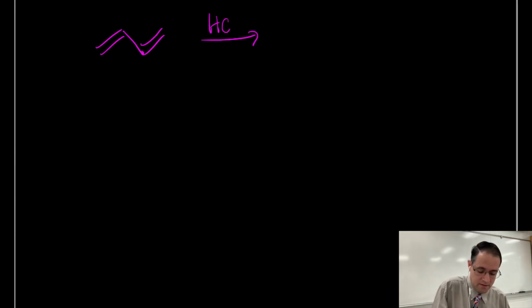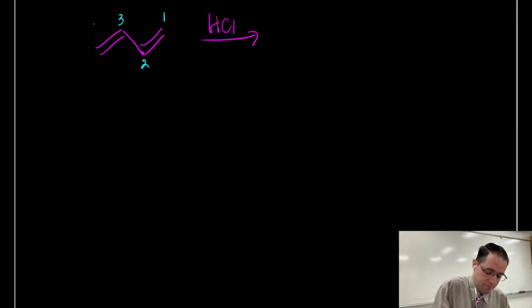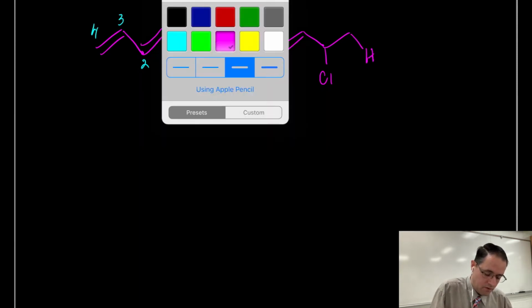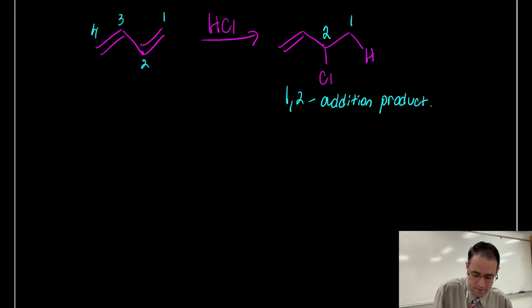So when I add HCl to this, you can get two potential products. I'm going to number this carbon chain from right to left, and the chlorine can add to carbon 2, and the hydrogen could add to carbon 1. Because the hydrogen has added to carbon 1 and the chlorine has added to carbon 2, we call this the 1,2 addition product. And that's going to be favored at low temperature.